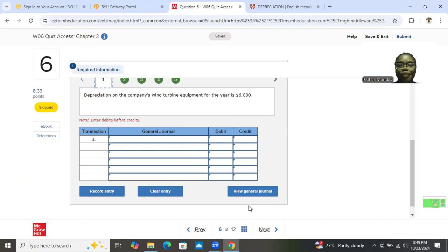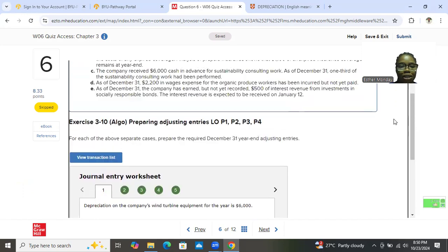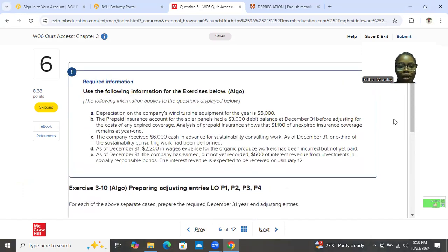In quiz access chapter 3, we are given information that we should use to prepare an adjustment entry for December 31st year end. These are the information that we have been given to prepare the entry.